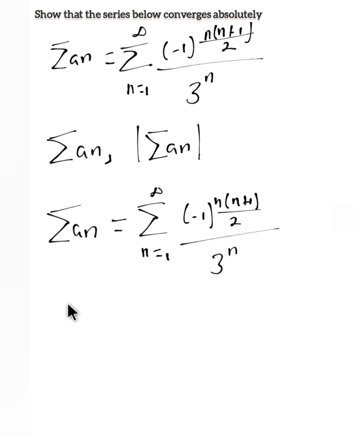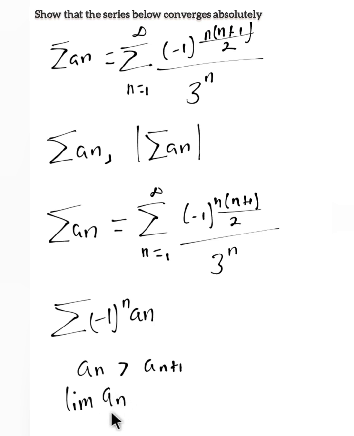Now, the alternating series is of this form: the summation of minus 1 all raised to the power n of an. And this series converges if two conditions are satisfied. The first condition is that the sequence must be decreasing, that is, an must be greater than an plus 1. The other condition is that the limit of an as n tends to infinity must be equal to 0. When these two conditions are satisfied, then this given alternating series is said to converge.